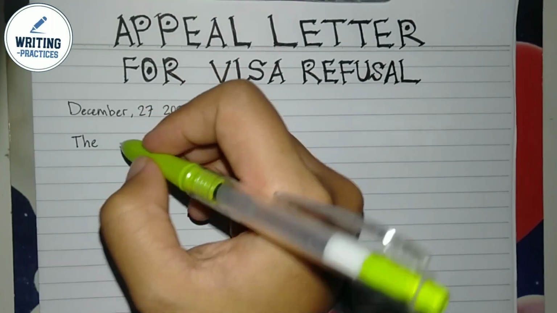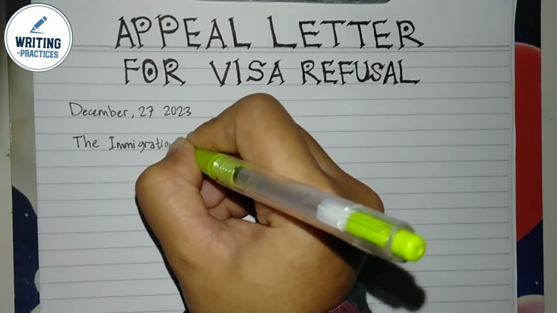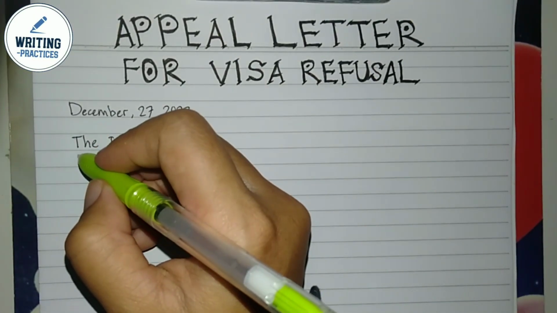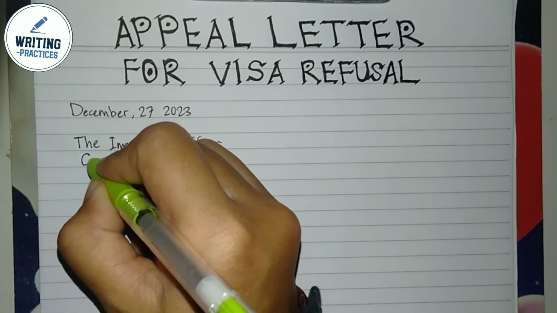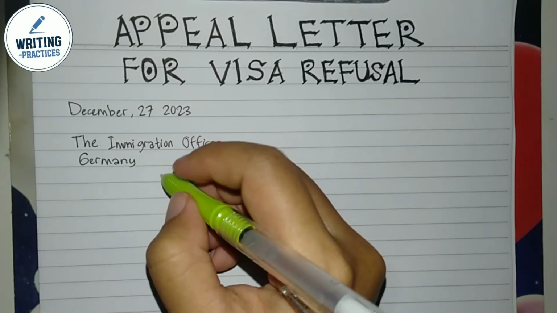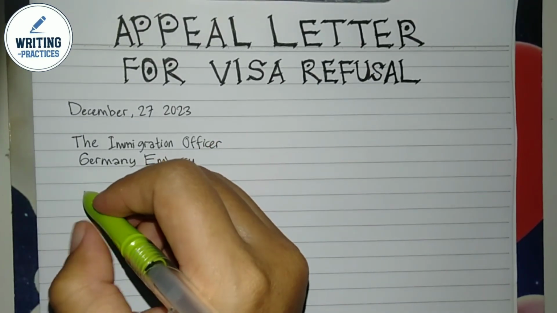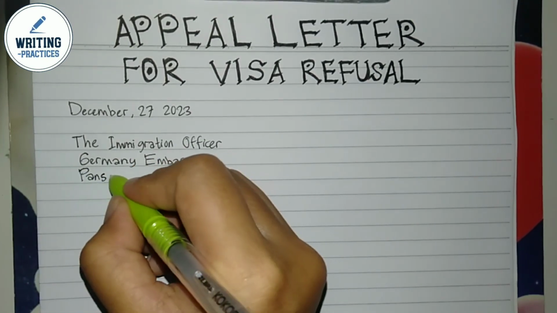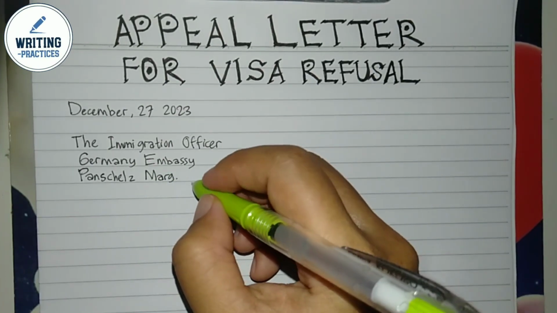First of all, write the date of the letter. And then, write the recipient's details. As you are addressing this letter to an embassy office, you need to write it correctly. Write the immigration officer as the addressee. And then, write the embassy office, in this case as Germany Embassy. And write the address including the city, state, and the zip code.